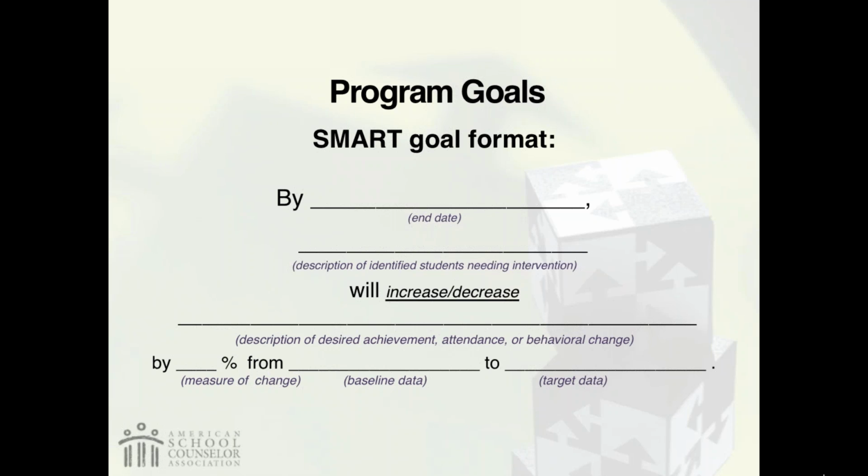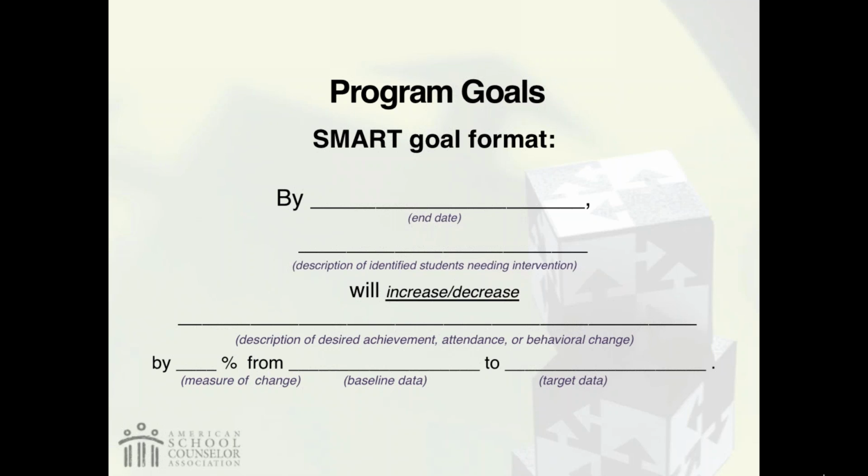And then by blank percent. This is just where you're going to identify your measure of change. You're going to improve by 10%. You're going to improve by 50%. Again, you want this to be reasonable. And then to make it easy on you so that you can know what you're measuring, the best goals are going to include baseline and target data.